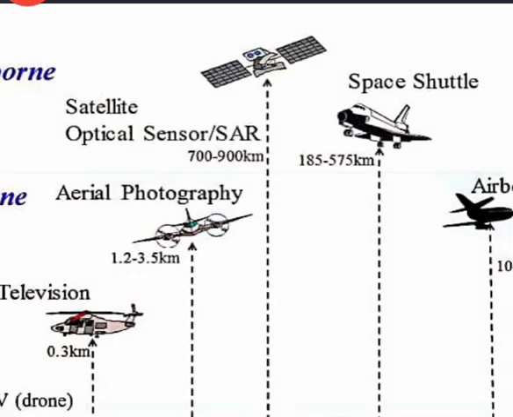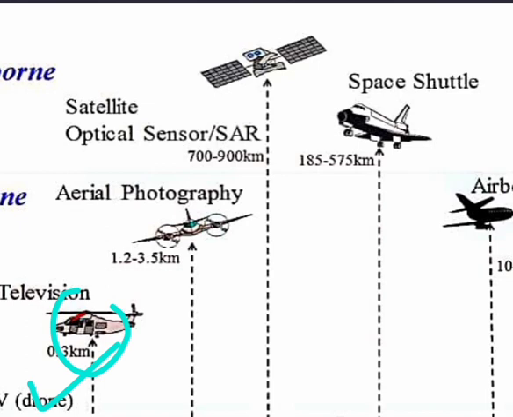Now here you will be having the different platforms and their respective heights. Now you can see a drone here. A drone will be working at less than 0.3 kilometer. Even the choppers are also working at less than 0.3 kilometer, and they are capable to record or get the information by taking photographs.